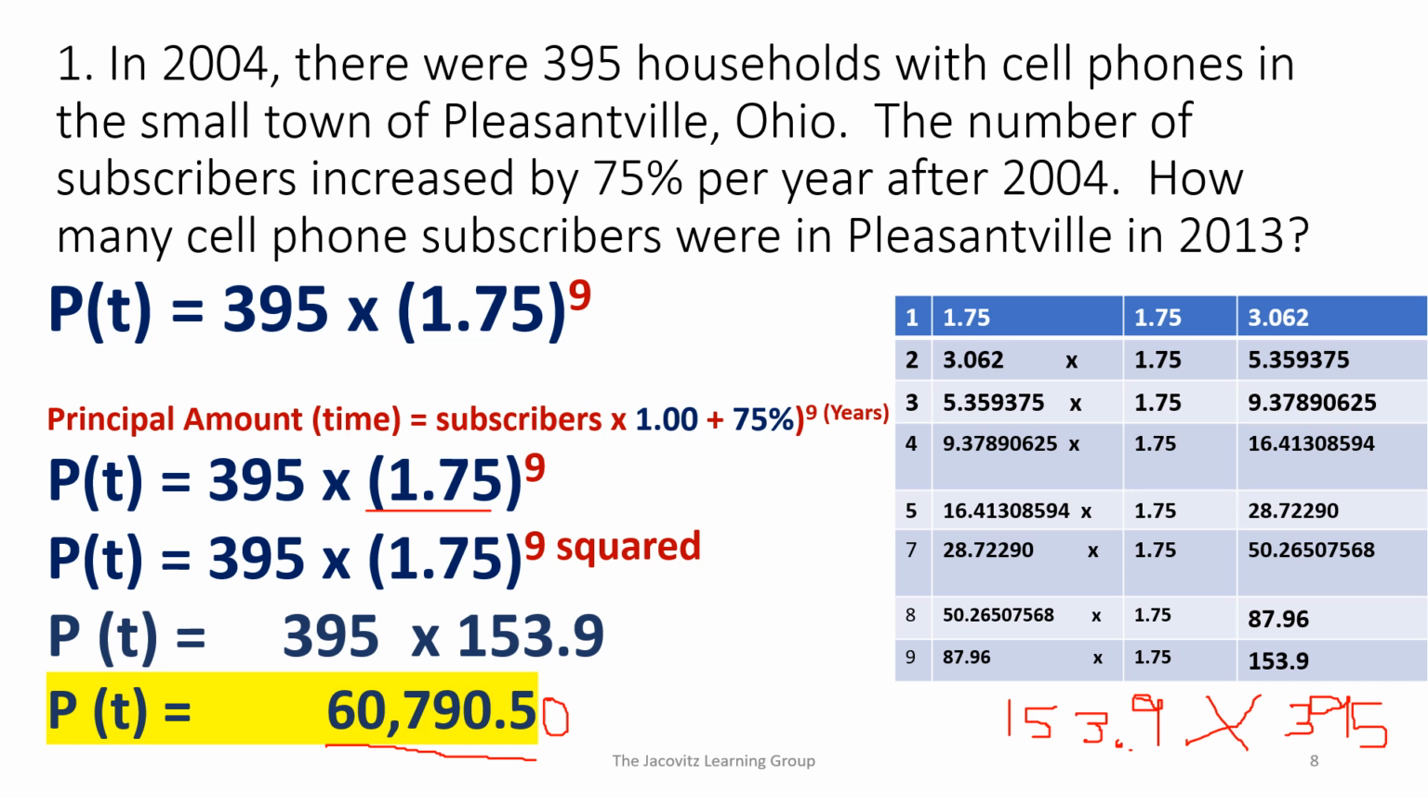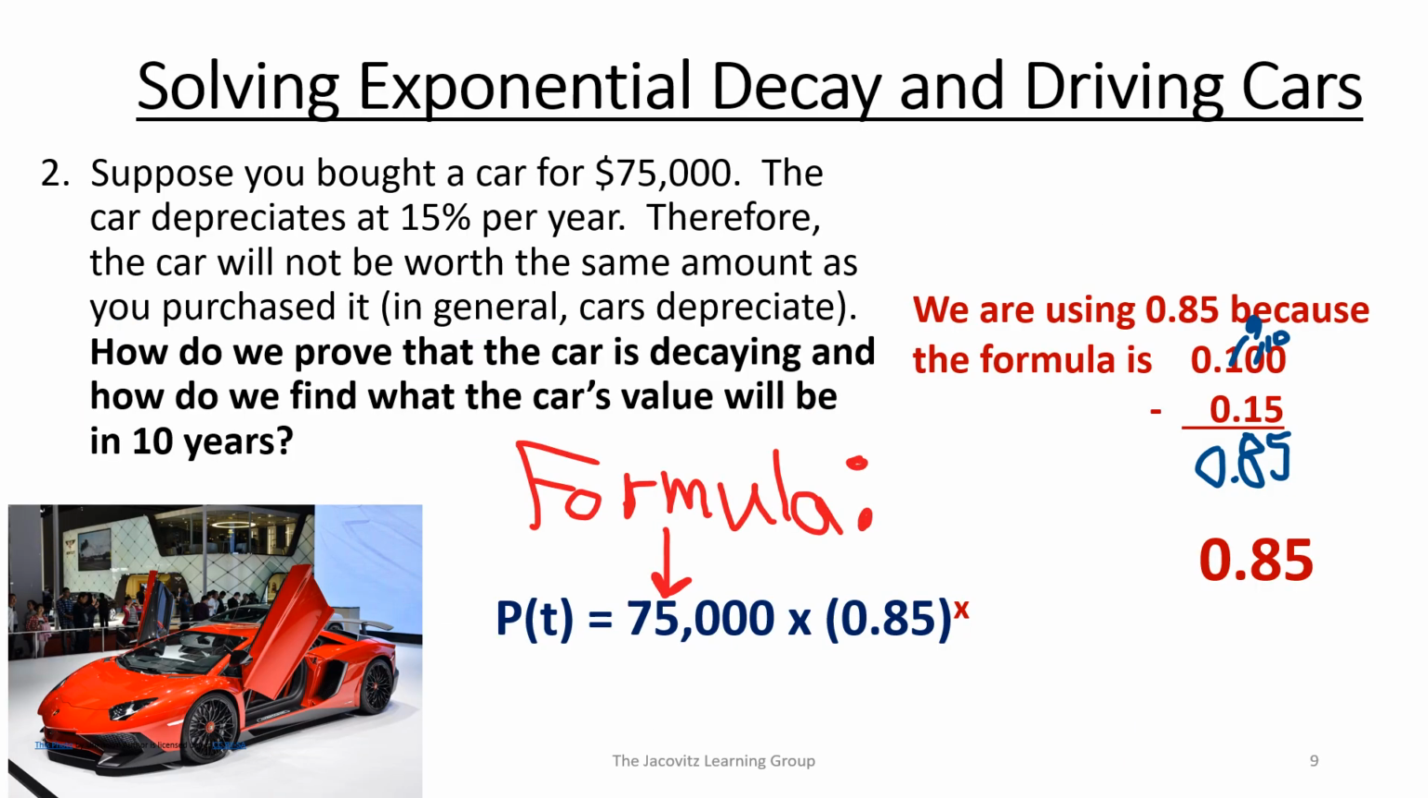But I did each one so that you can show how it goes from 3.062 to 5.35 to 9.3 to 16.4 to 28 to 50 to 87.96 to 153. And you can leave this as the answer, 60,790, and just leave the decimal off, but just in case, that's your answer. So that was a lot in one slide, especially for people who are just getting it.